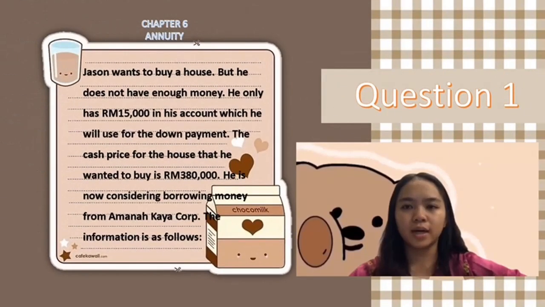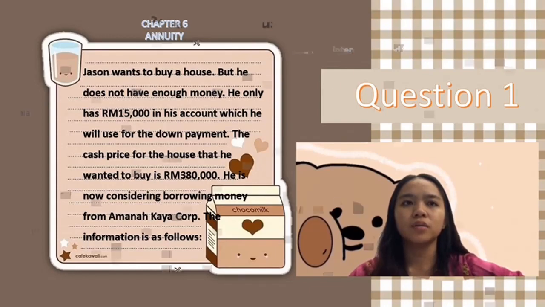He wants to buy a house, but he does not have enough money. He only has 15,000 in his account, which he will use for the down payment. The cash price for the house that he wants to buy is 380,000. He is now considering borrowing money from Amanah Kaya Corp. The information is as follows.